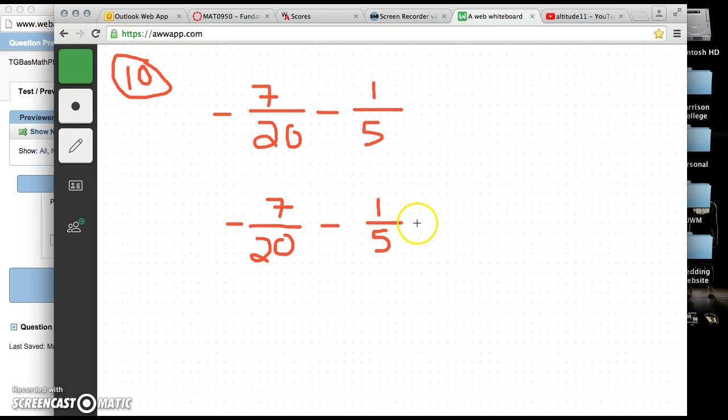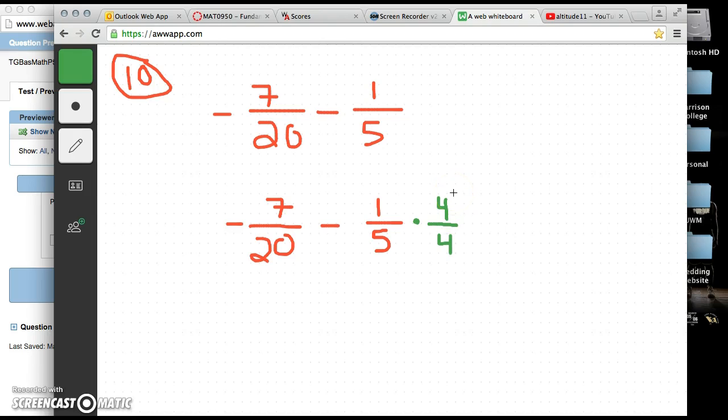So the question that we need to ask ourselves now is, what do we have to multiply 5 by in order for it to become 20? And the answer here is 4. But whatever you multiply your denominator by, you also need to multiply your numerator by that same value.